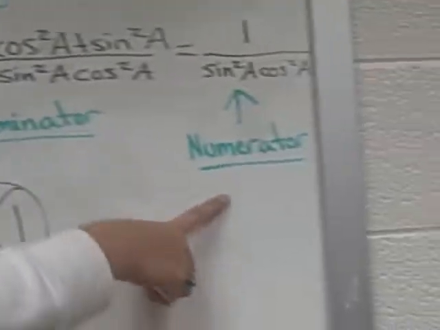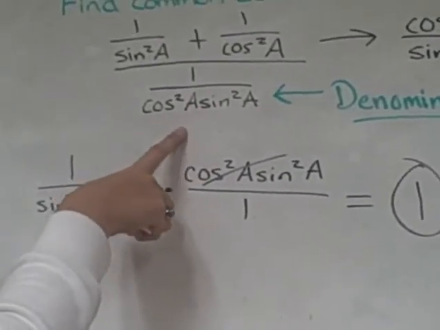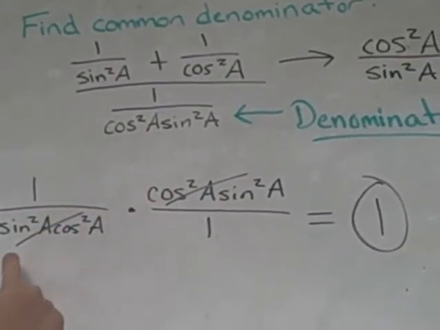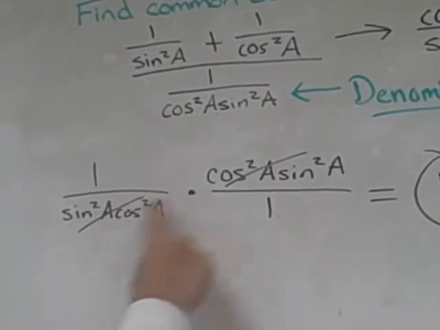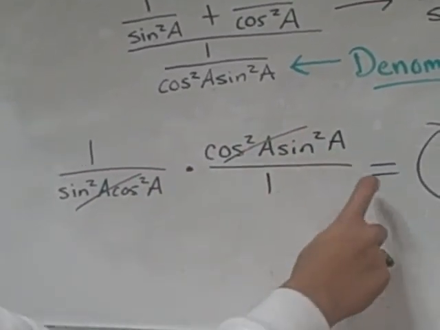From there, you take your numerator and you flip and multiply it with your denominator, and so the sine squared a cosine squared a cancels out because they're diagonal from each other, and you're left with 1.